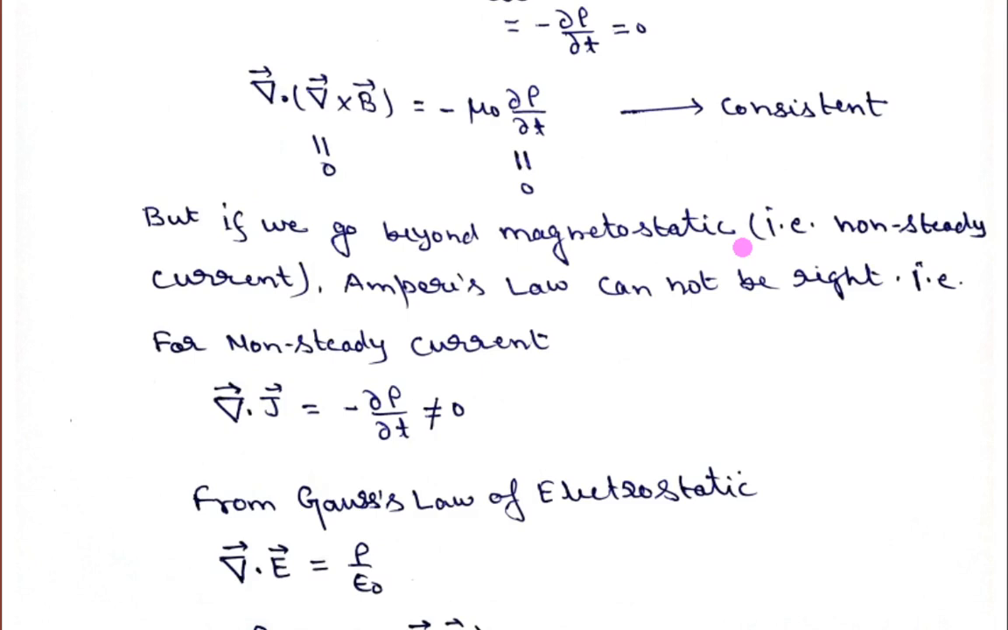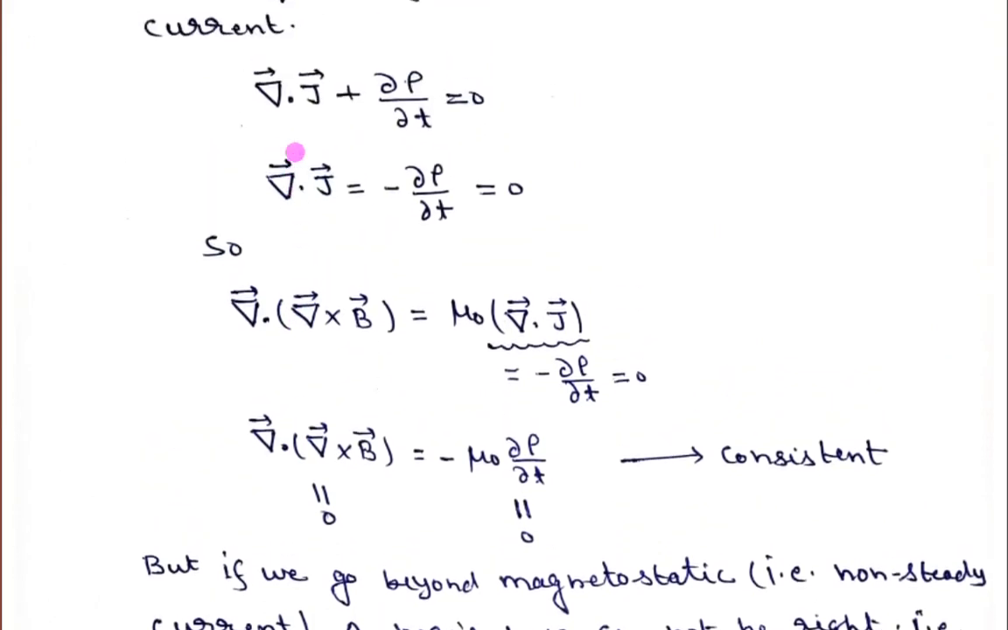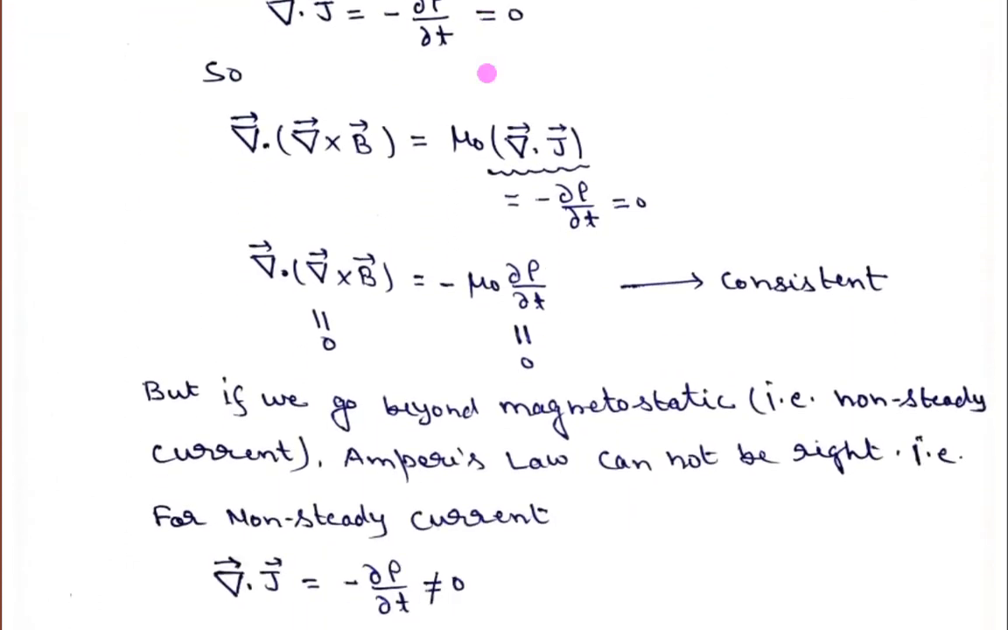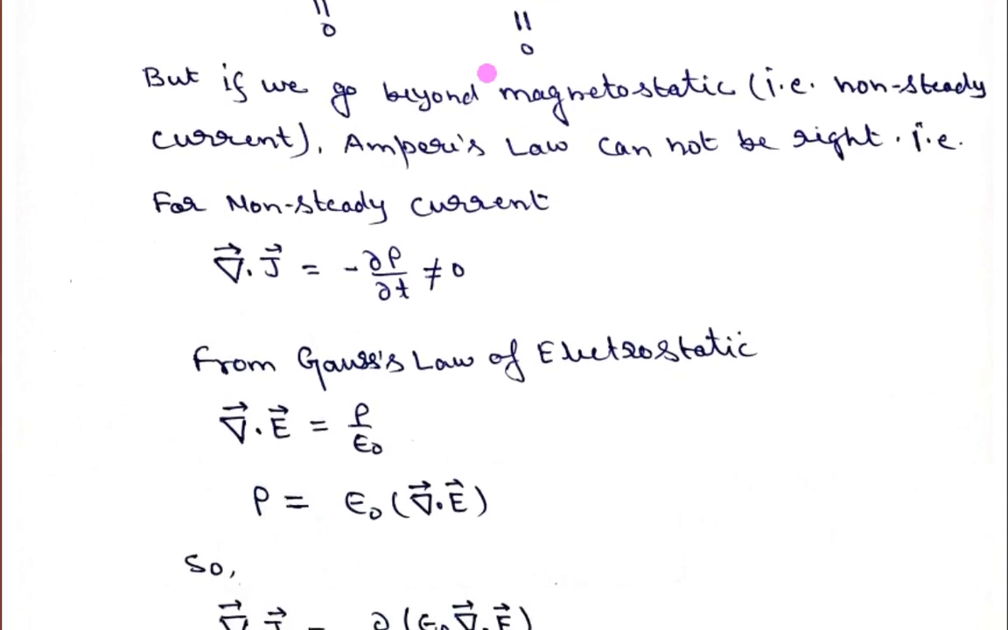Then he tries to understand this Ampere's law. If you go beyond magnetostatics and consider non-steady current, then the Ampere's law we have learned, that is del cross B equals mu 0 J, is not correct. Maxwell says this equation will not be correct for non-steady current, or when we move beyond magnetostatics. That is why we now call it electrodynamics. This gives the real picture of electrodynamics, which is the message I wanted to convey to you.